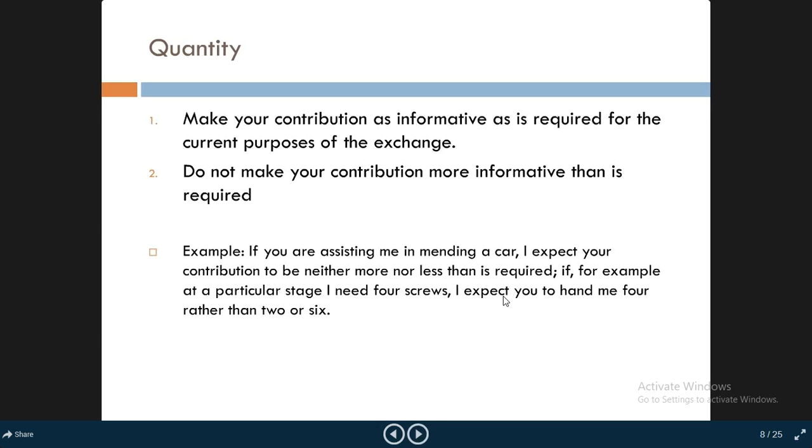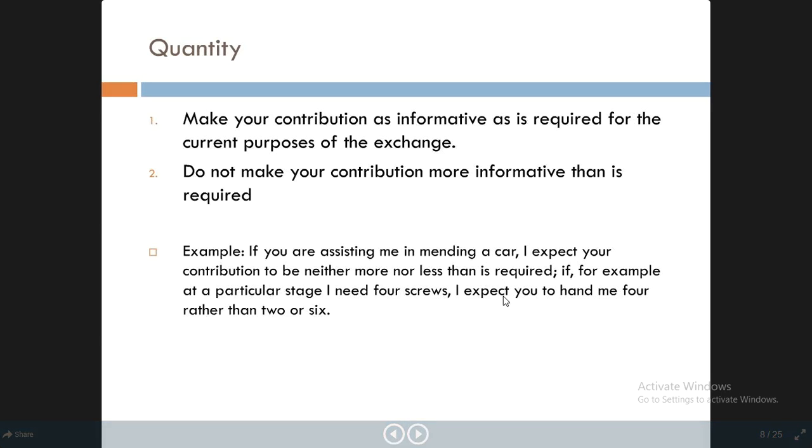Quantity. Okay, let's specify the quantity maxim. Number 1. Make your contribution as informative as is required for the current purpose of the exchange, as Grice said. For example, where you are asked about something, you can answer based on what is asked. The length of the sentence and so on is quantity.